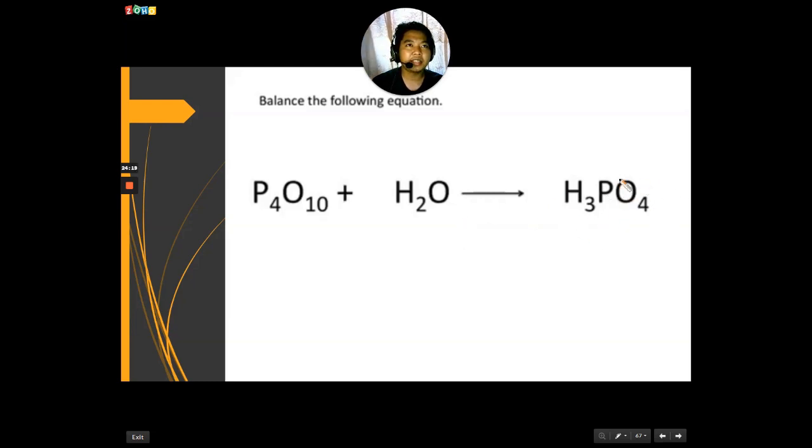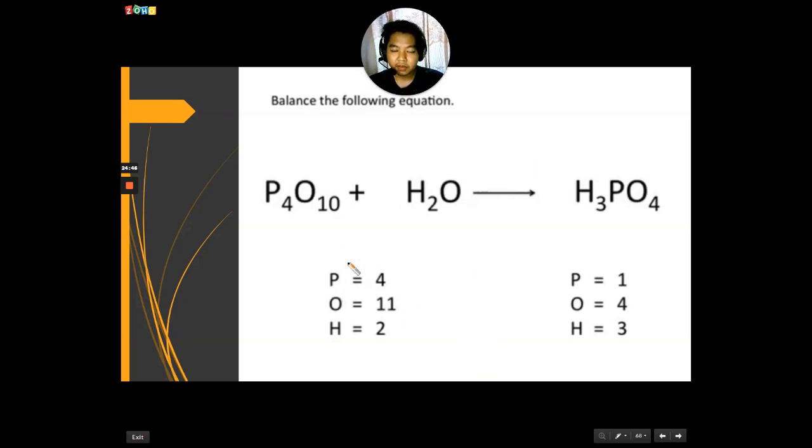Phosphoric acid or phosphorus acid. I'm not sure of the charge of PO4, whether the phosphate is 3 negative or 2 negative. Nonetheless, it's an acid. So these are being formed from 2 covalent compounds. Alright, hopefully you're done.